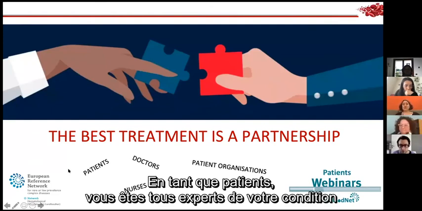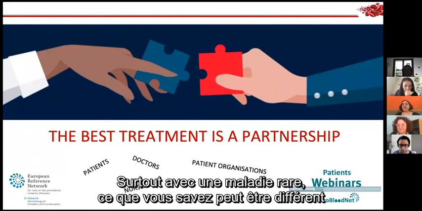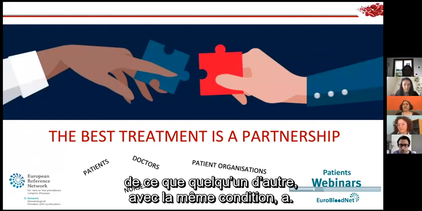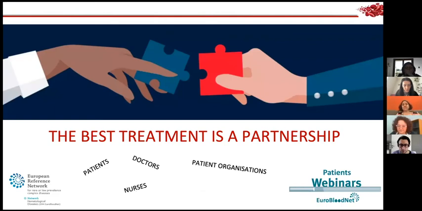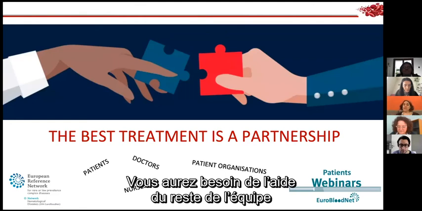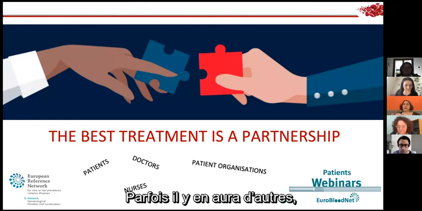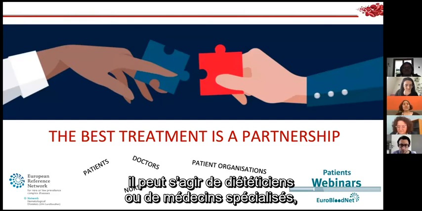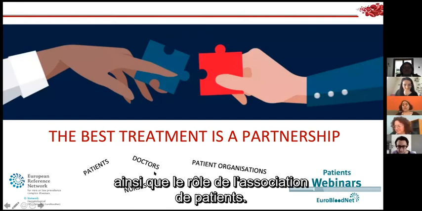The patients, you are all experts in your condition, and you will know more than anybody about your condition. And especially with a rare disease, what you have may be slightly different from what somebody else has with the same condition. So it's about seeing you as an expert in your condition. But you don't have all the information that you need to look after yourself. You will need the help of the rest of the team, and the rest of the team will be the doctors, but also the nurses. Sometimes it might be dietitians, or it might be some doctors that have a specialty, such as endocrinologists or bone doctors, and also the role of the patient organization.